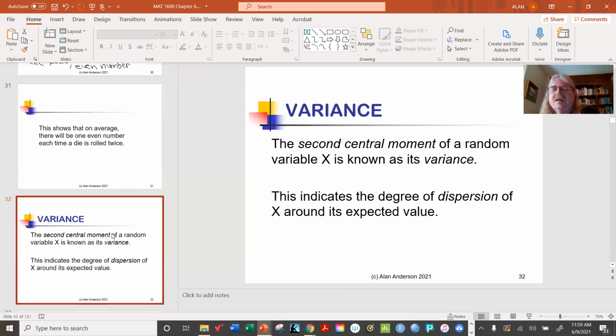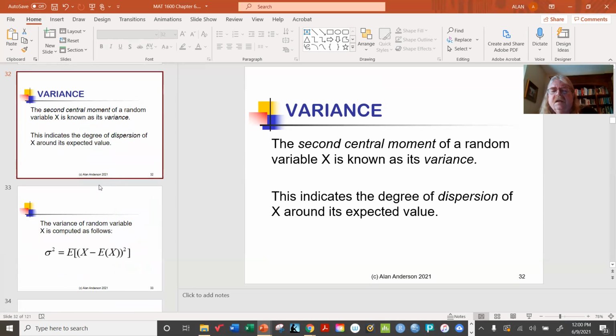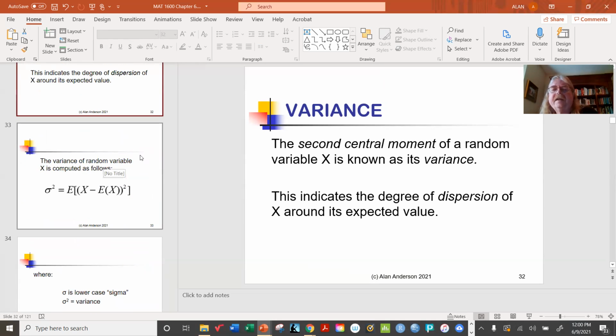So the variance is sometimes known as the second central moment of the random variable, and it measures, as you can expect, the degree of dispersion of x around its own expected value. In other words, how far out are the values likely to go from the mean? So it's the same concept as what we did in chapter 3. Now, here's an interesting twist. You might be surprised to see this.